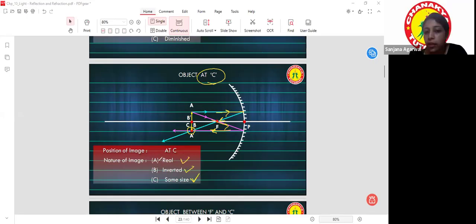You must be noting one thing, children, that a real image is always inverted. Yes, a real image will always be inverted. And this particular case is the only single case in a concave mirror where, like a plane mirror, we get the same size. In a concave mirror, if we keep our object at the center of curvature of the mirror, we'll get the same sized image.